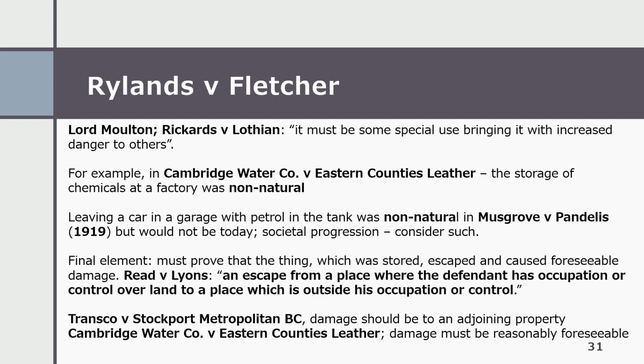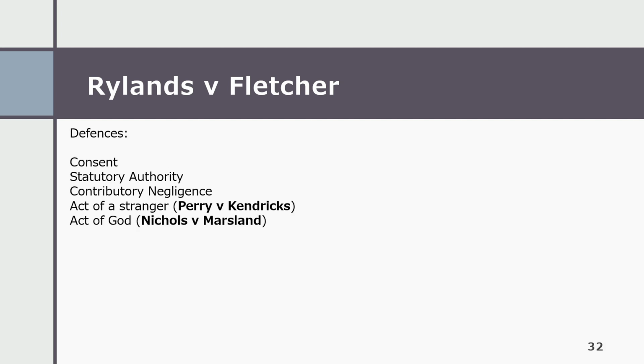So Transco v. Stockport Metropolitan BC states that damage should be to an adjoining property. Cambridge Water Co v. Eastern Counties Leather states that damage must be reasonably foreseeable. So the defences to Rylands v. Fletcher include consent, statutory authority, contributory negligence, act of a stranger in Perry v. Kendrick's, and act of God, which is in Nichols v. Marsland. So that's just natural disasters. I don't know why it has such a dramatic name.